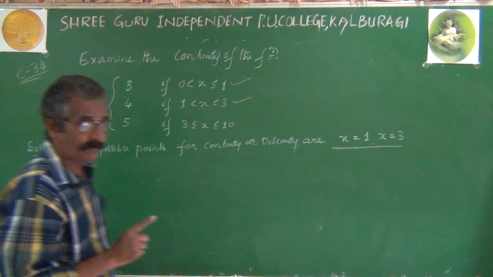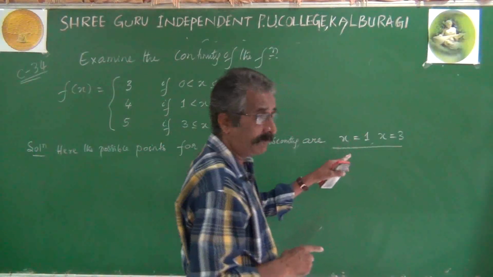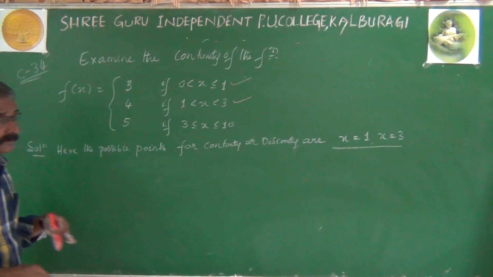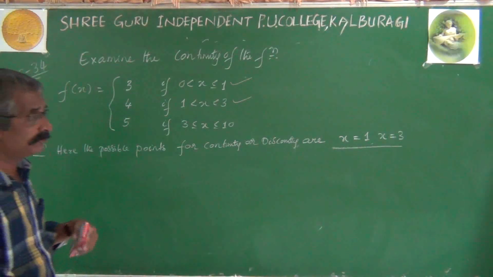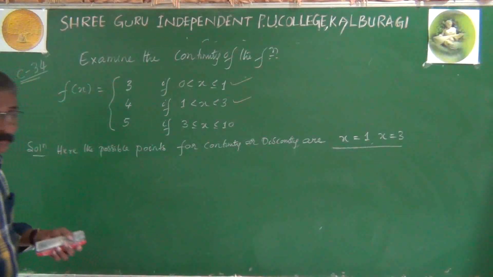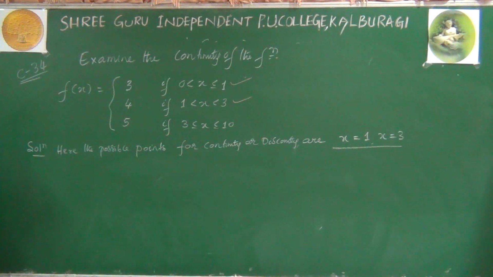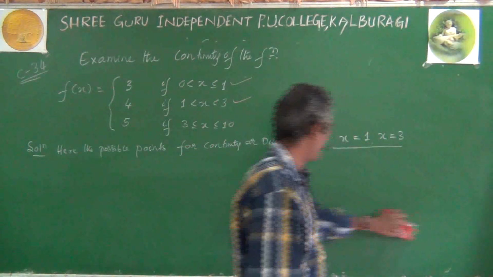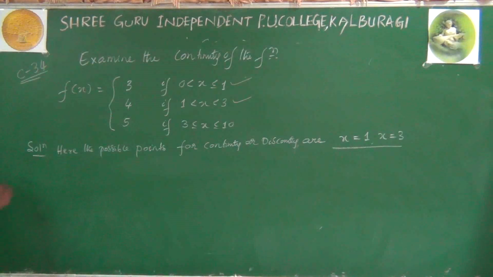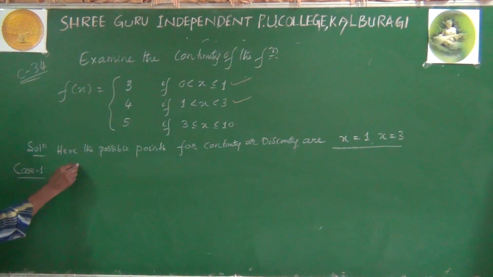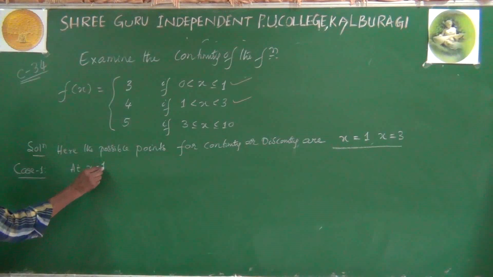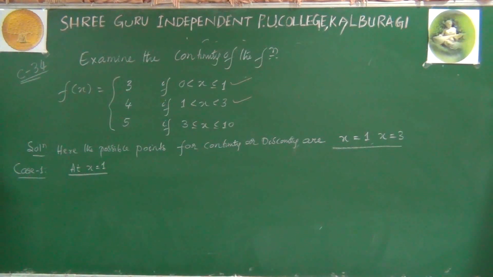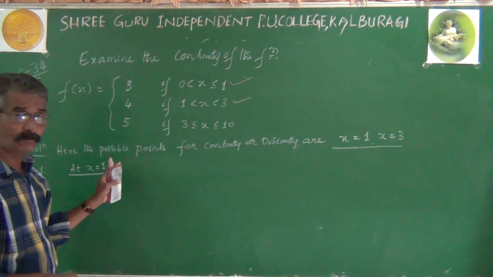Because we have two values of x, ultimately we must have two cases. Case 1 for x equal to 1, case 2 for x equal to 3. So let's have two different cases, case 1 for x equal to 1, case 2 for x equal to 3. Right, case 1, at x equal to 1. Let us discuss this function's continuity at point x equal to 1.